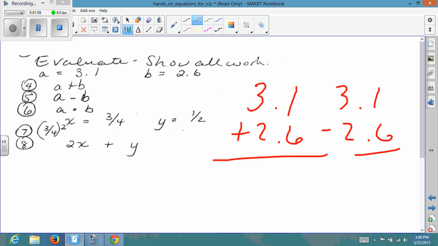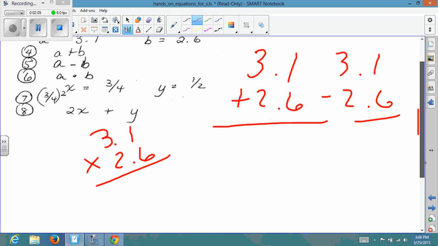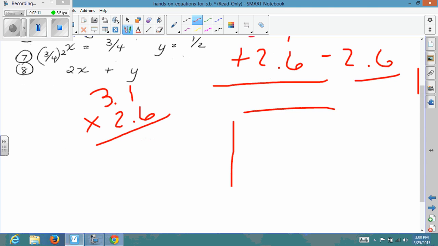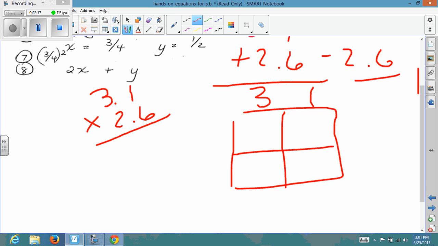The next one is multiplication. So we're going to do 3.1 times 2.6. Now, remember, when you're multiplying, you've got all kinds of options as to how you're going to do this. You can do it in a box. You can do it using just the traditional algorithm and so forth. So if I did it in a box, I put my 31 and my 26 like this, divide my boxes up like this, and then you do each set of factors in each box.